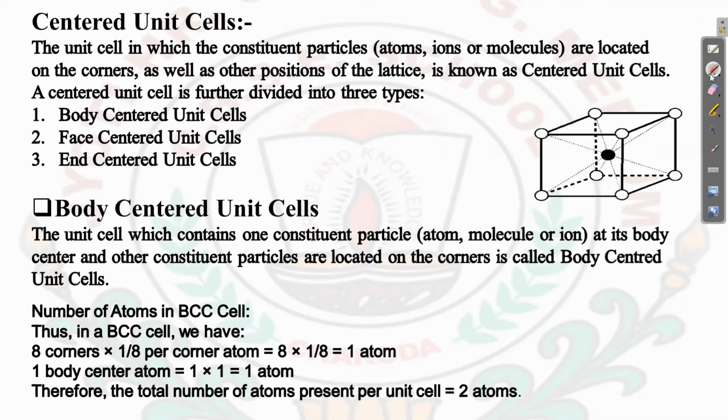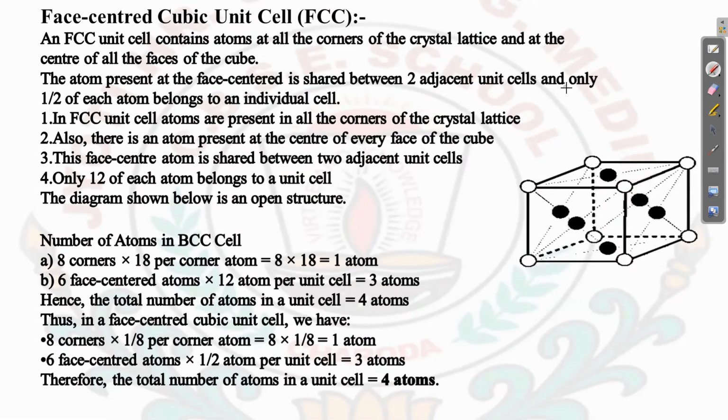Let's move further and see the next type, which is FCC, face centered cubic unit cell. An FCC unit cell contains atoms at the corner lattices: 1, 2, 3, 4, 5, 6, 7, and 8.